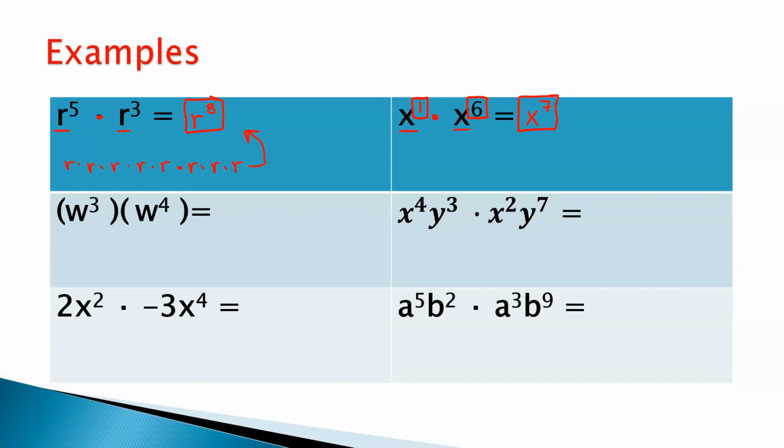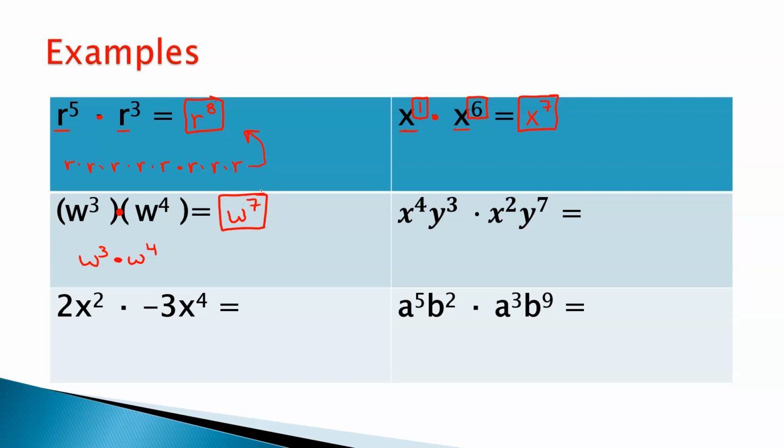All right, for the third one down here, this is actually still multiplication. Whenever you have two parentheses next to each other like that, we are multiplying, right? This is still w to the third times w to the fourth. Same base, I am multiplying. So what am I going to do with those exponents? We're just going to add them. That gives me w to the seventh.